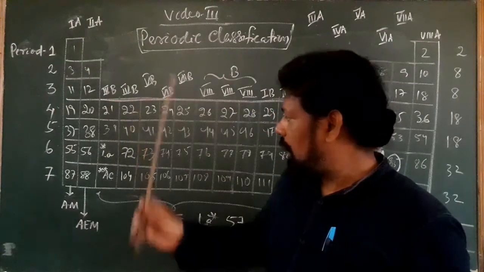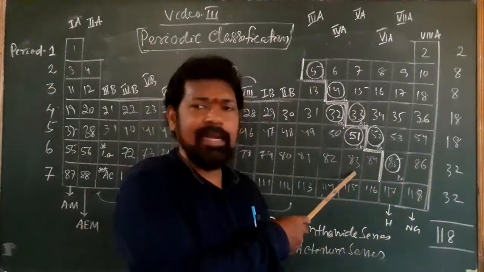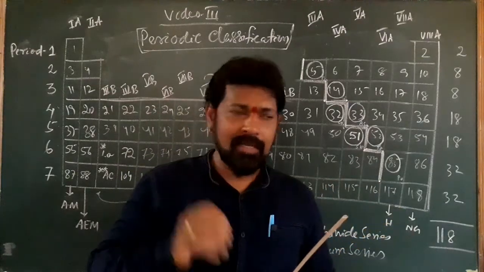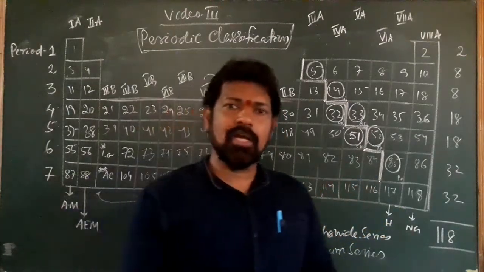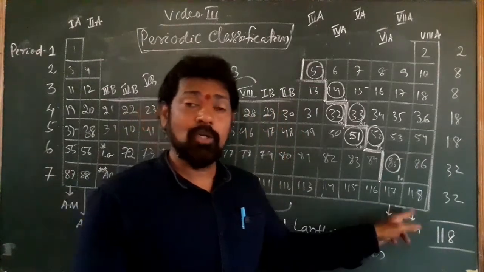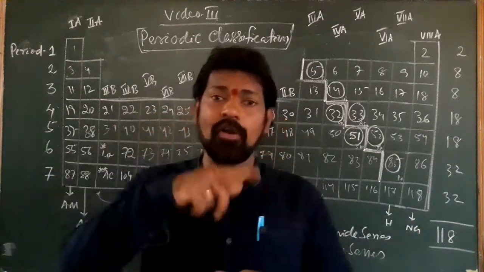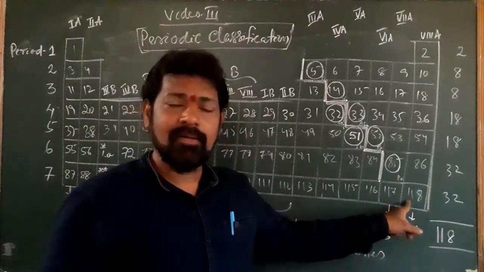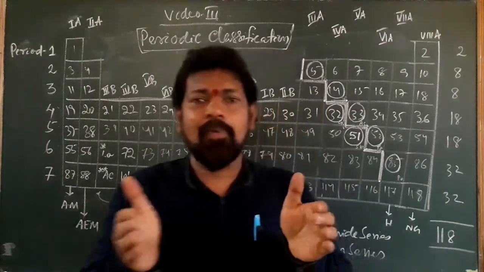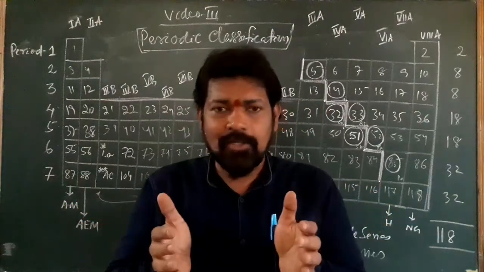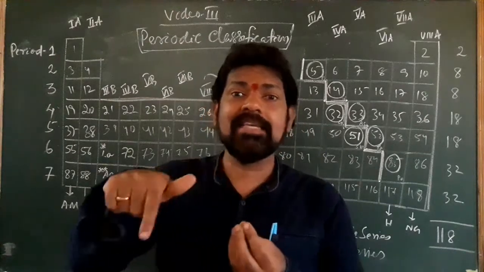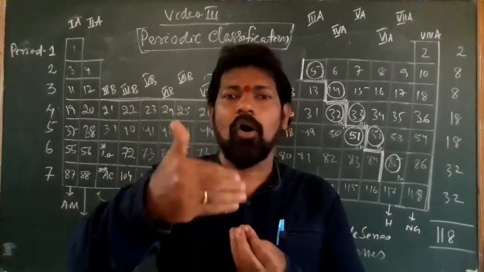Coming to some other elements, say 83: it has 83 protons in its nucleus, and similarly 83 electrons revolving. Coming to 118, the last one, a total of 118 electrons are revolving around the nucleus where 118 protons are there. As the number of electrons increases, although they revolve around the nucleus, they never revolve in a single orbit. They go from orbit to orbit.